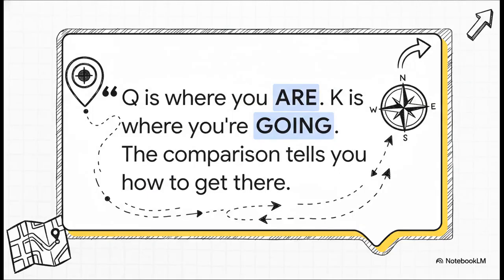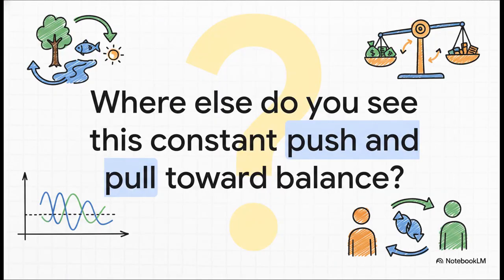So if you remember just one thing from this entire explainer, let it be this. Q is where you are. It's your current GPS coordinate. K is where you're going. It's your final destination. And comparing the two is all you need to do to figure out how to get there. And that's really it.